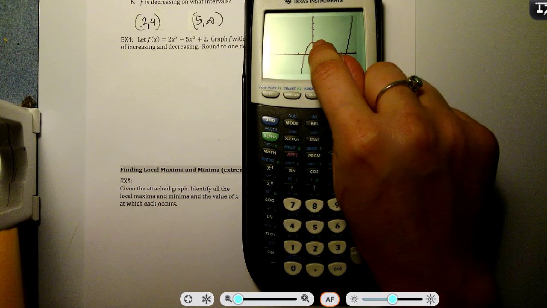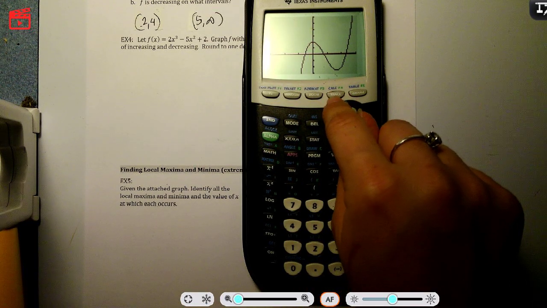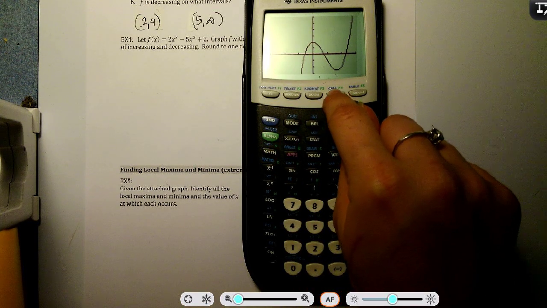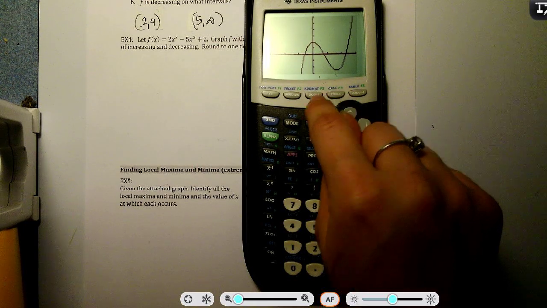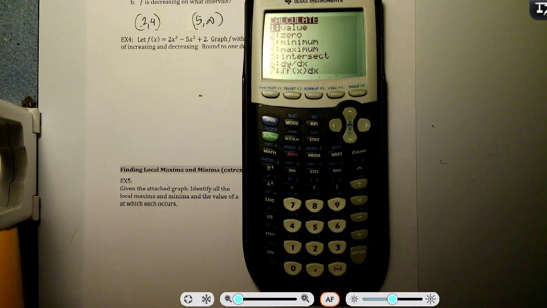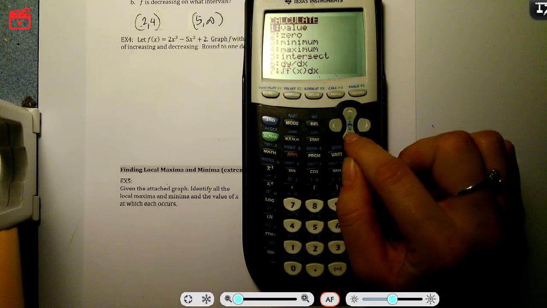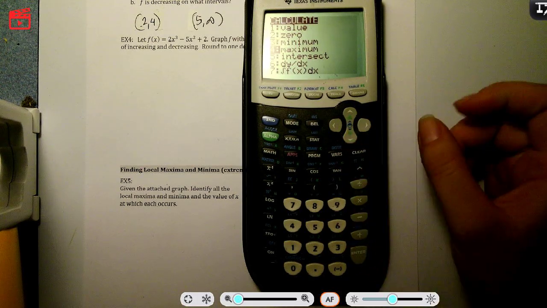So, to find max and min, let's go ahead and find the max. I want to figure out what that point is right there. What I'm going to do is hit calc. I don't want trace. See how calc is in blue? So to get to calc, I'm going to hit the blue key, second, trace. And I have some new options that pop up. I said I wanted to find the maximum, so I'll go down to 4 and hit enter.